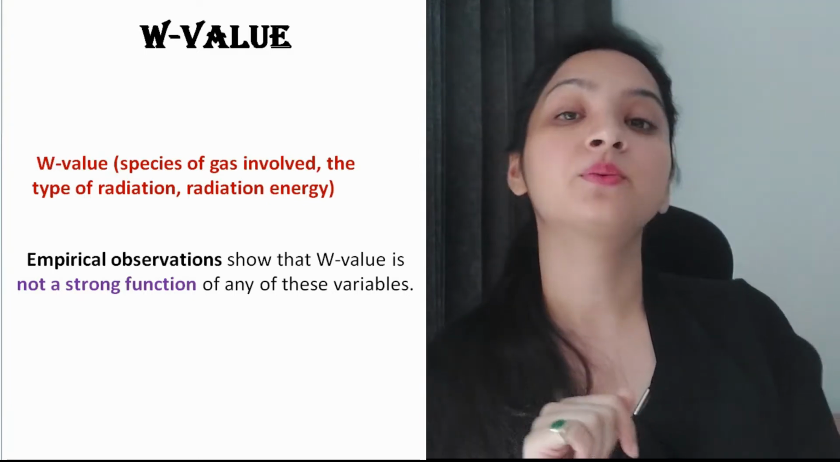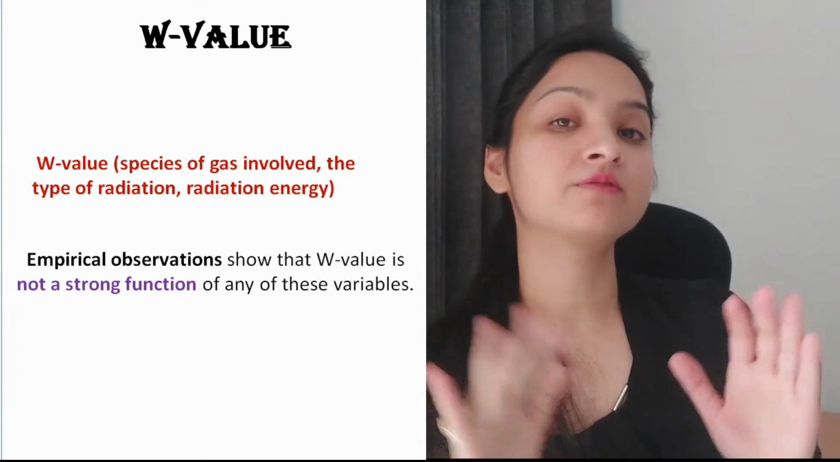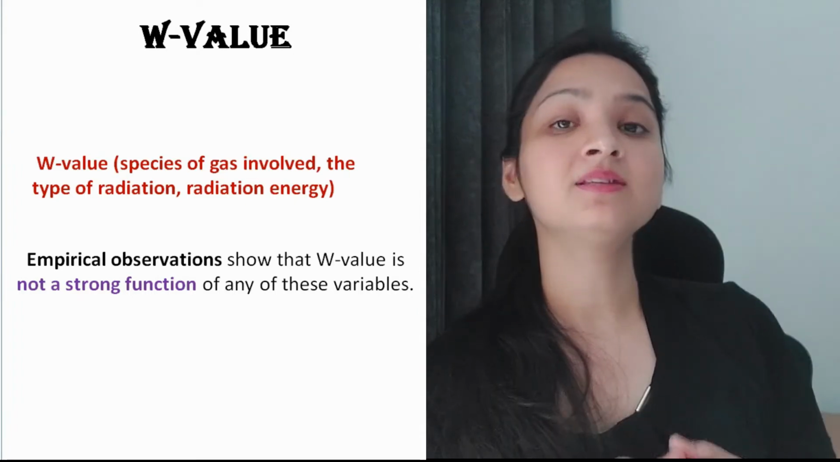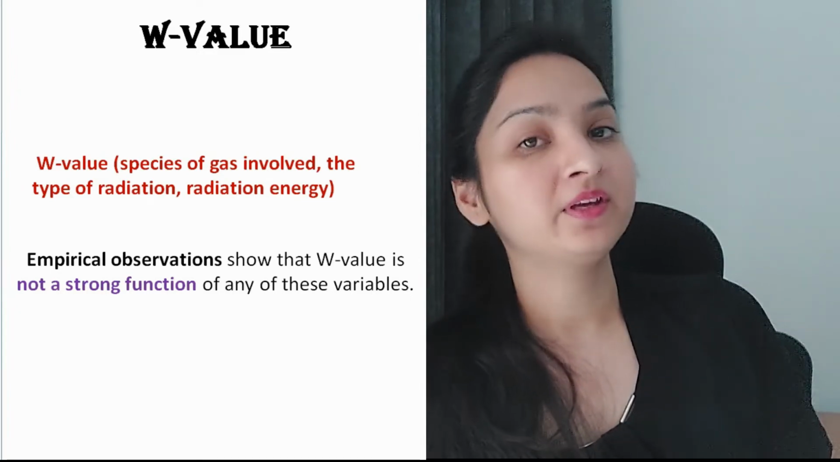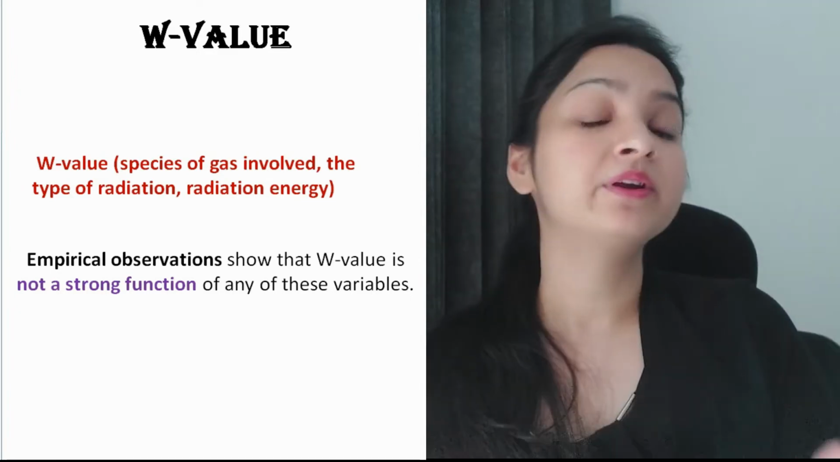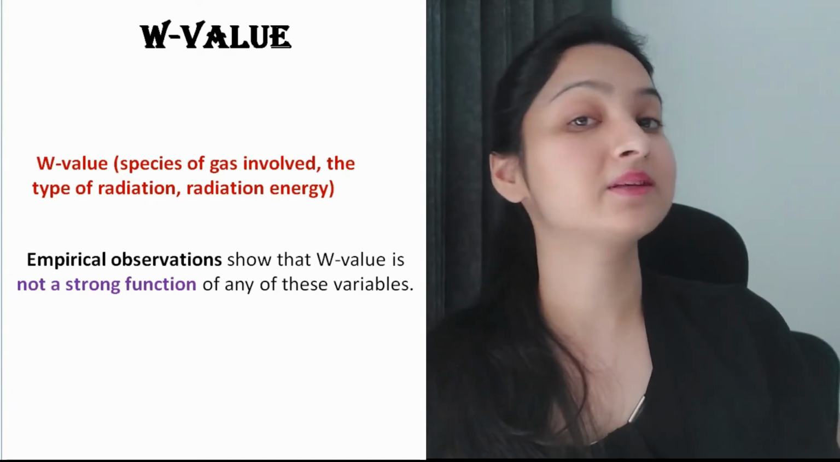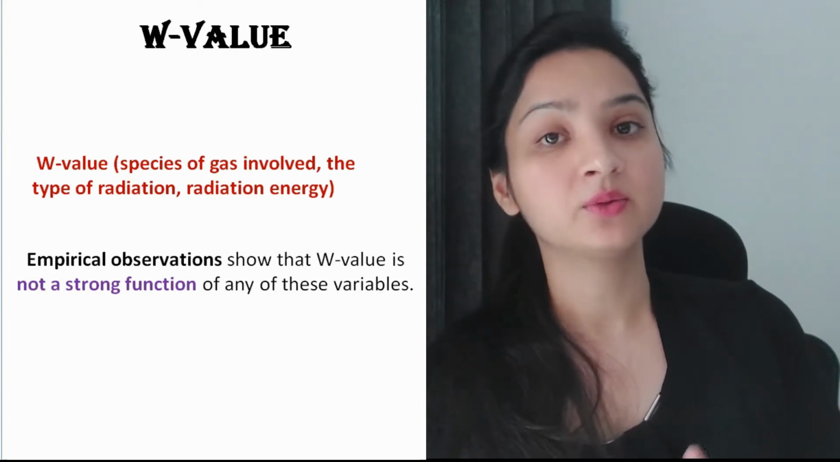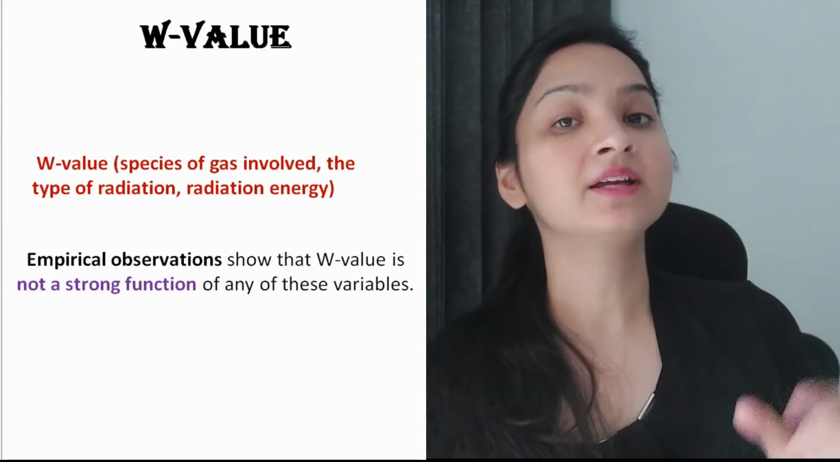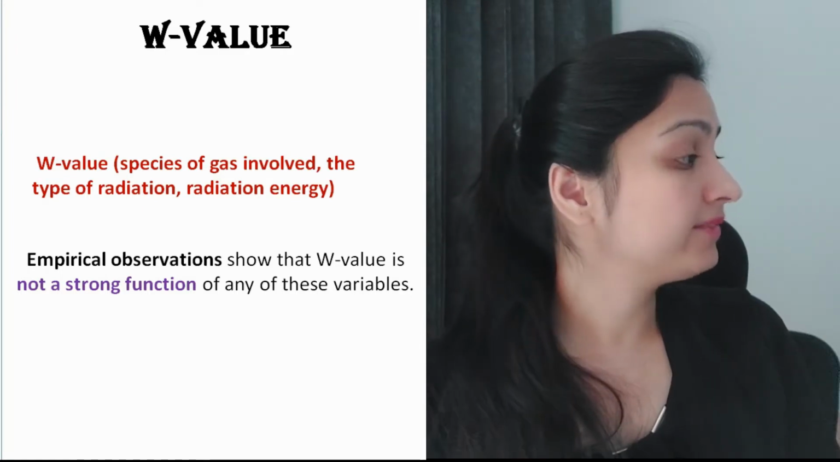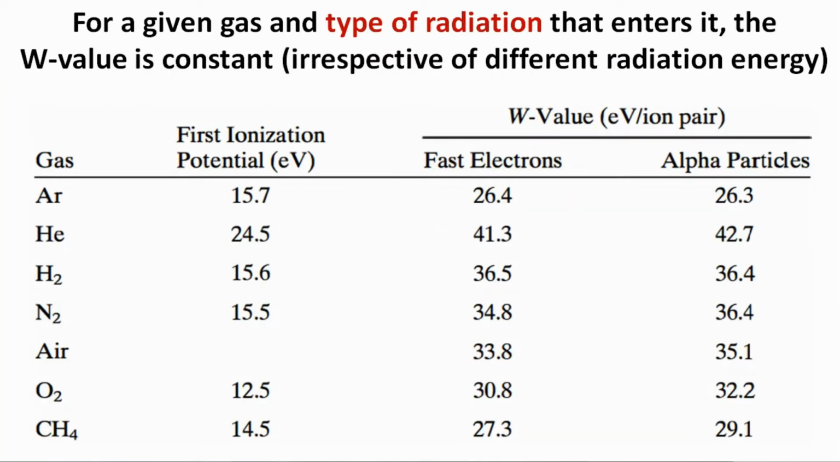लेकिन empirical observations कहती हैं it is not a strong function of any of these variables. It is dependent upon these but not strongly, very weakly. Strong function नहीं है. Empirical observations क्या हैं? Those that are experimentally observed based on some experiment. ठीक है, तो experimentally देखा गया है कि जो W है that is not a strong function of any of these.